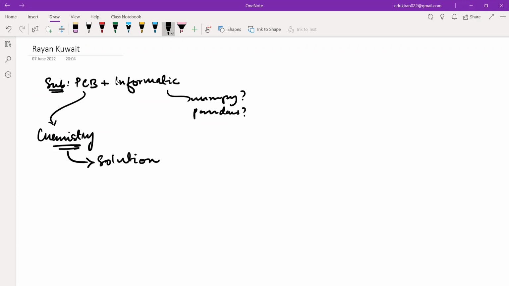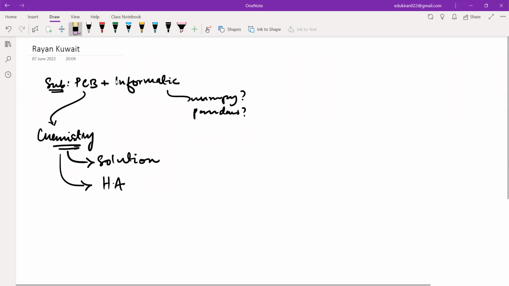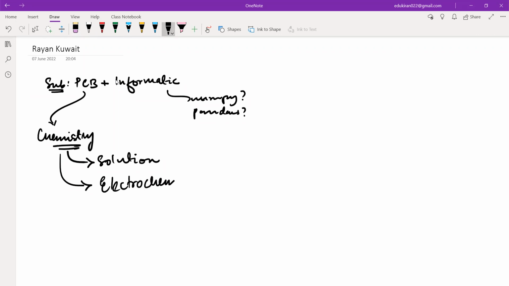Okay, one thing is that. And the second thing is, most of the batches are going to start, because in their school, most of them have started haloalkane and haloarene. So now there are a few students who have started electrochemistry. So there will be a completely new batch for the students who want to go after solution. They want to go to electrochemistry.